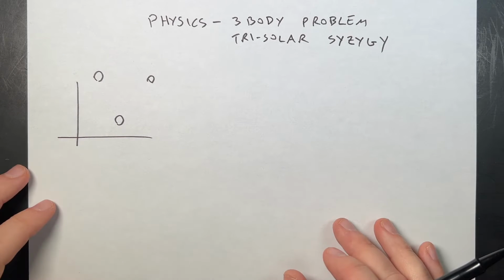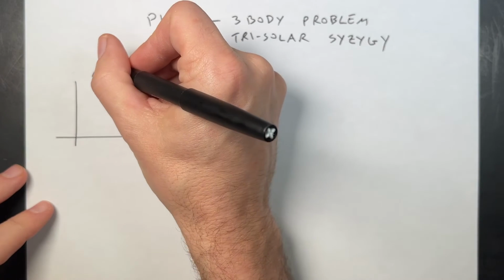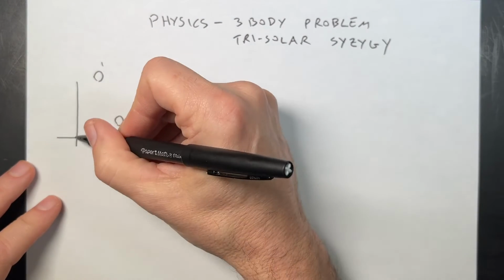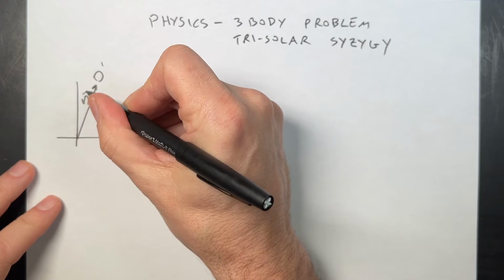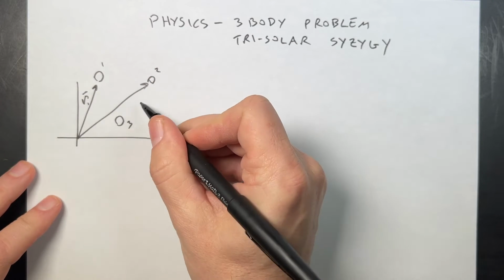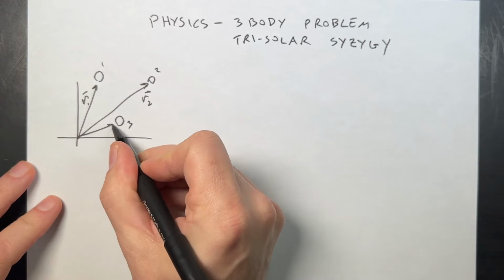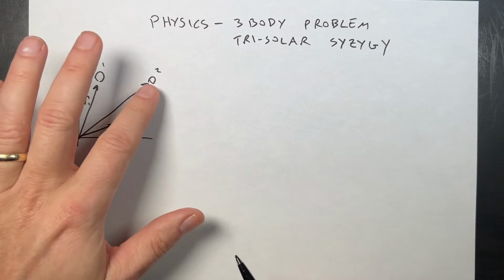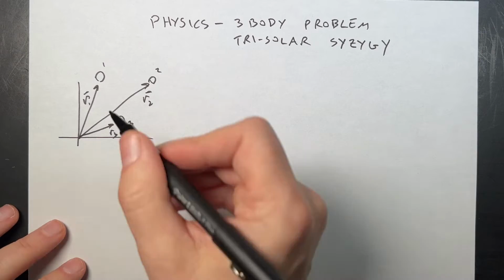But here we go. So imagine I have these stars, 1, 2, 3, and they all have vector locations, R1, R2, R3. And they have some momentums too. Well, they all have a gravitational force interacting between them. So let's just look at this one.